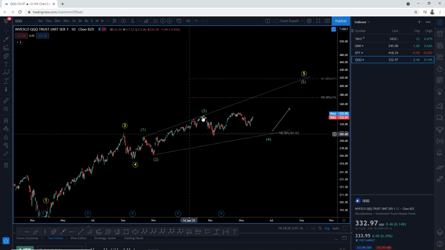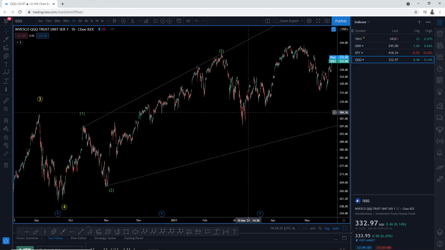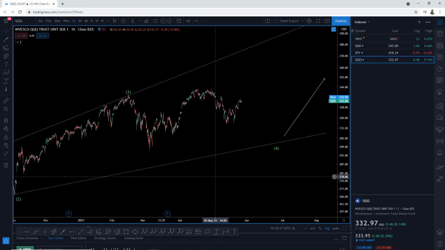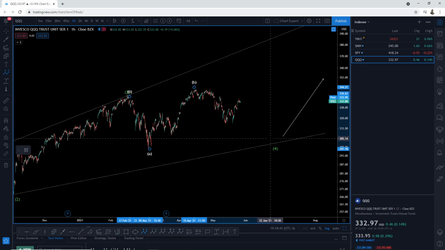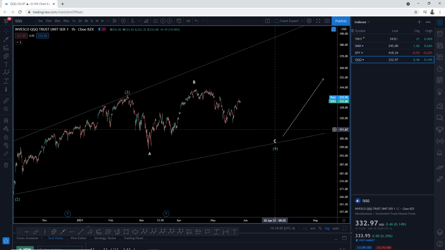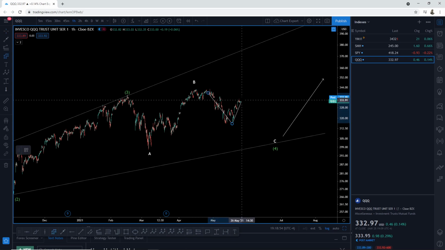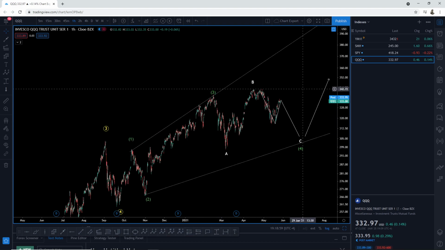So we're looking for 1, 2, 3, A, B, C down in 4. Do I have that labeled here? I do not, but let's label it together. Why don't we? So that'll be this, right? Down in A, up in B, down in C. That is my minor degree. Once we complete this 3-wave pullback, 1, 2, and 3, then we find support and we can head on higher.